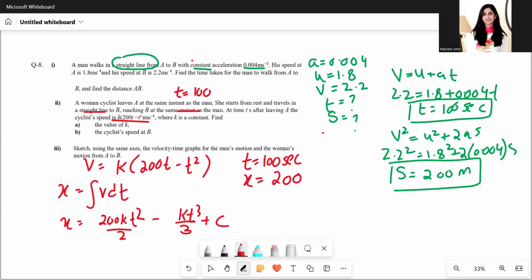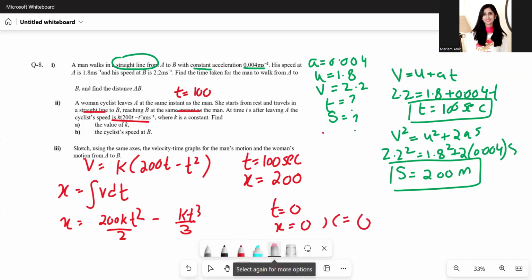So from the question, we know that when time is 0, the woman is at A. That means there's no displacement. So when t is 0, x is 0. When you substitute it in this equation, you get c equals 0. So you can just get rid of the c.